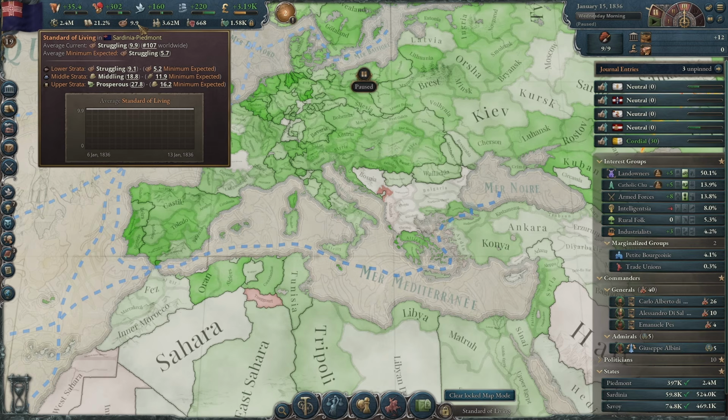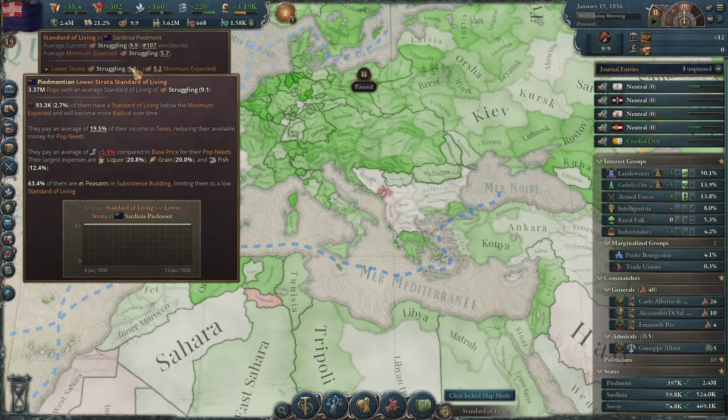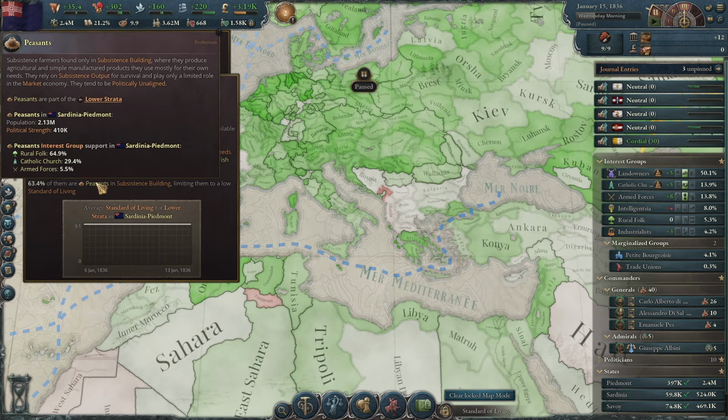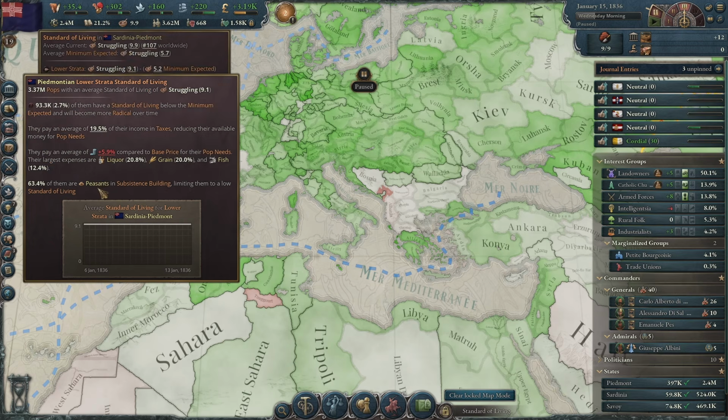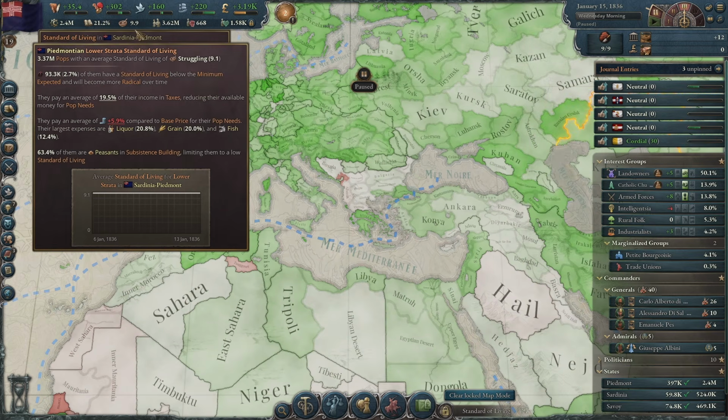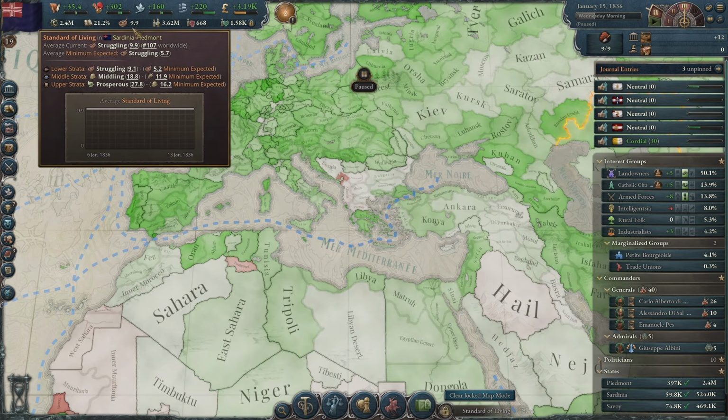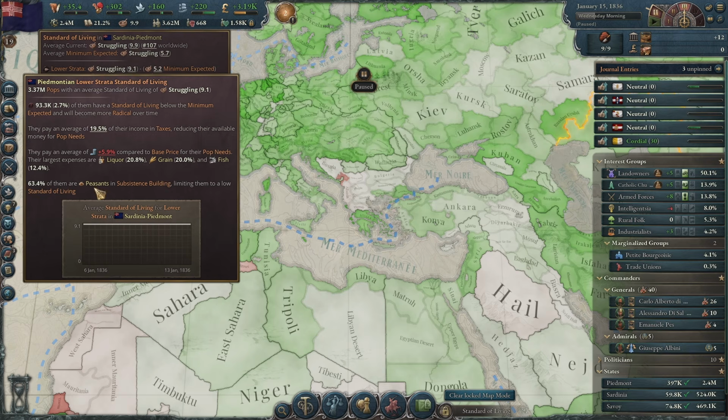But by and large, standard of living is going to be influenced by how many peasants you have at the beginning of the game. Because again, peasants basically don't consume anything, and their income is heavily limited based off of their subsistence. And so if you want to increase your standard of living in Victoria 3, you really do want to build away all of your peasants.